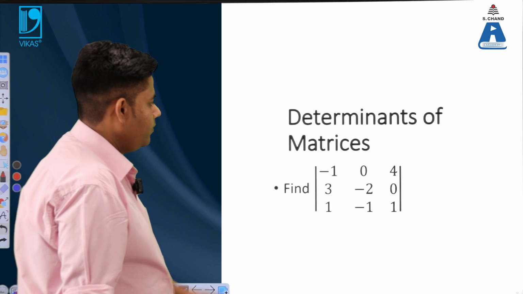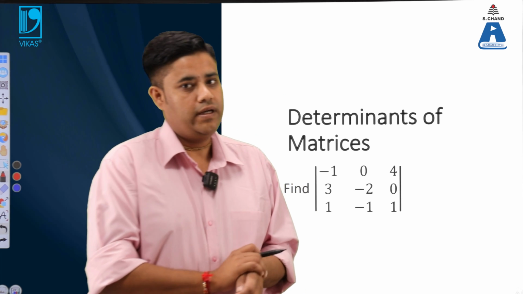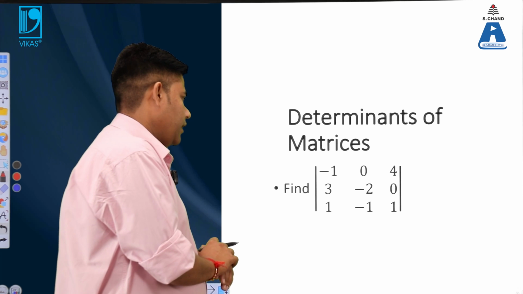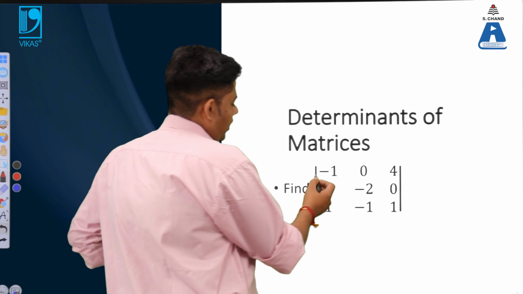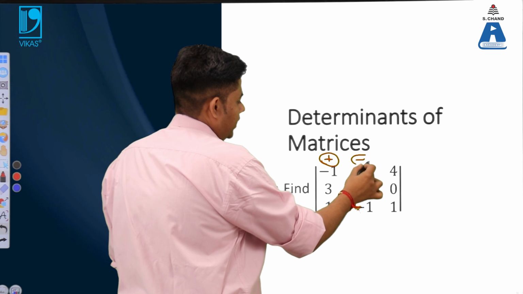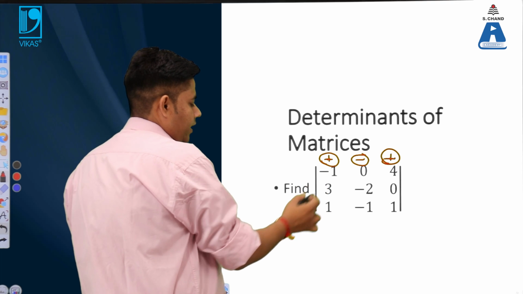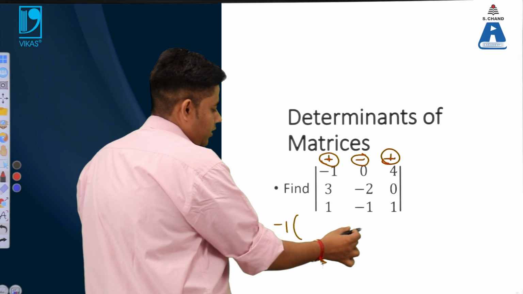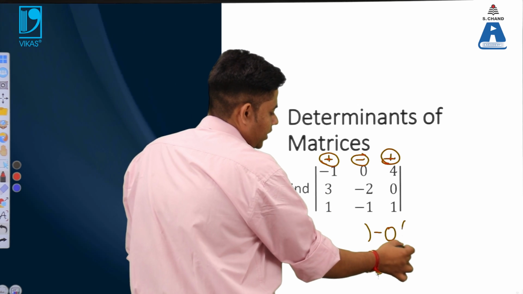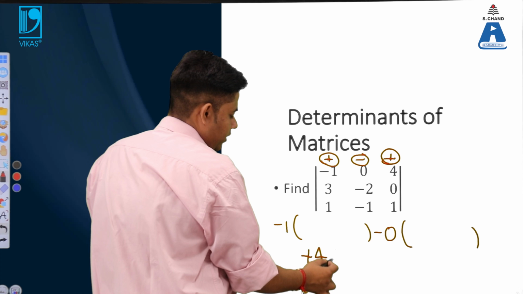Then a 3 by 3 matrix is there, and we need to find out the determinant of a 3 by 3 matrix. For this we have a specific procedure, and just look at that specific procedure. For finding the determinant, we have to use plus, minus and plus signs here. So plus multiplied by this minus 1, that means we have minus 1, then I use a bracket. Then minus 0 is here, so we'll use minus 0, then a bracket again. Then we'll have plus 4, we'll write plus 4, then again a bracket.